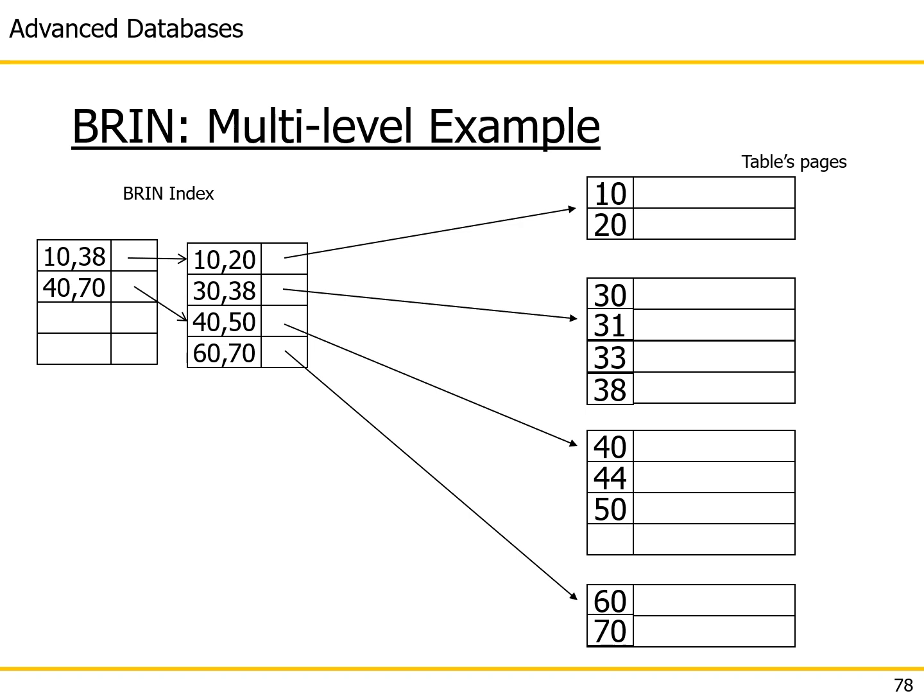I will follow first 40 to 70, to where it says 40 and 50. Then I will realize I'm looking for 55, so I will move on to the next one, and the next one starts from 60. Since there is no 55, it doesn't exist in this table.